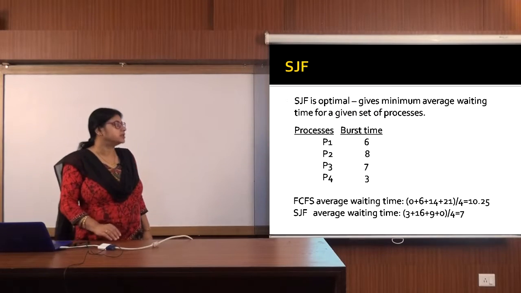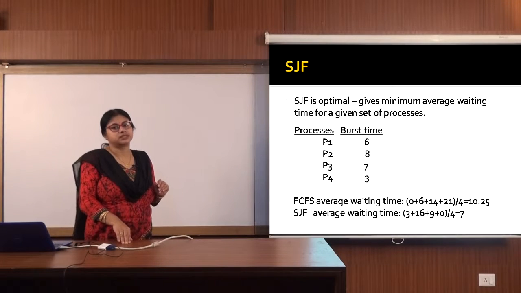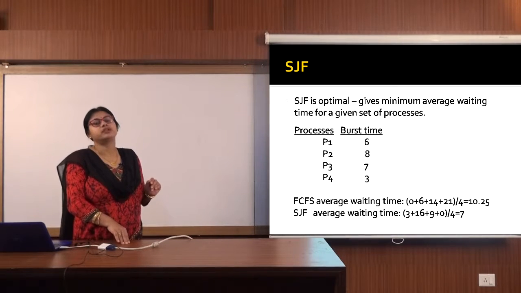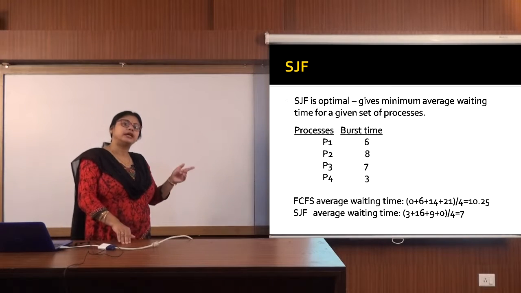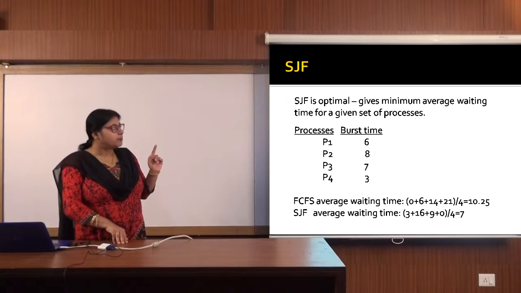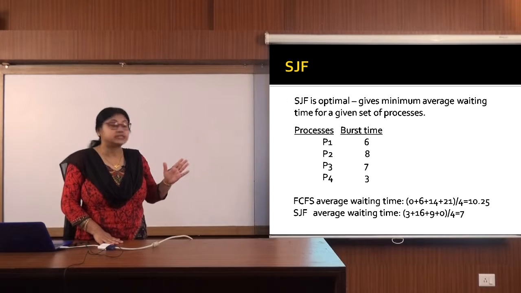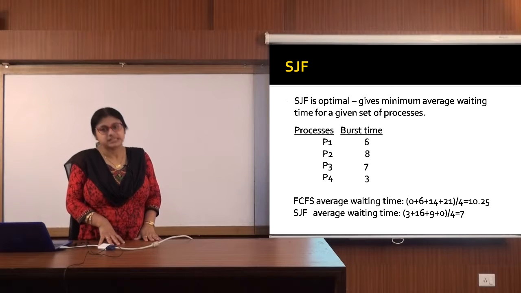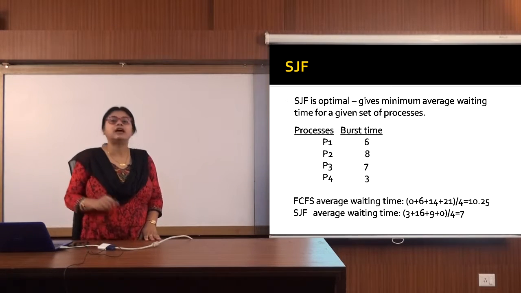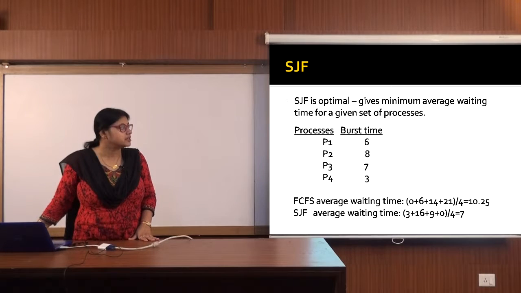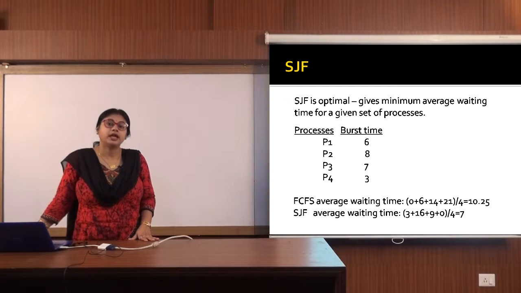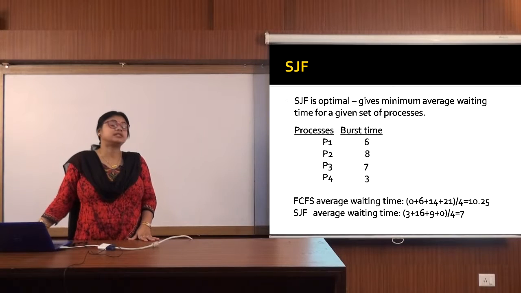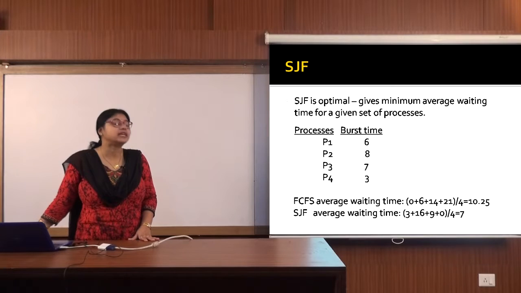Let us have one example. Here I have given 4 processes, P1, P2, P3 and P4, and their burst times are written beside. Though I have not written the unit, you can consider the burst time to be in milliseconds. Process P1 has a burst time of 6 milliseconds, process P2 has 8 milliseconds, process P3 has 7 milliseconds, and lastly process P4 has 3 milliseconds.